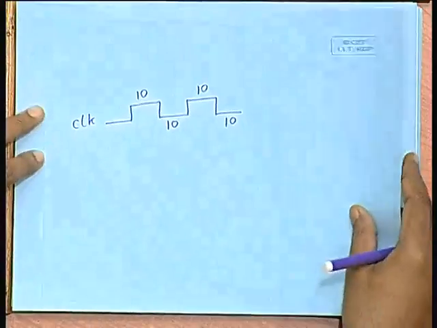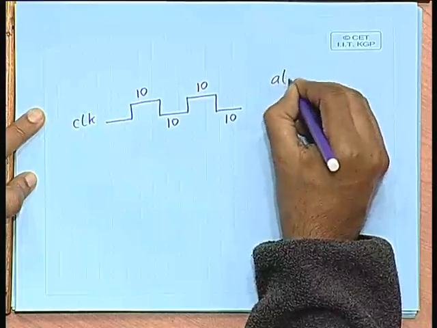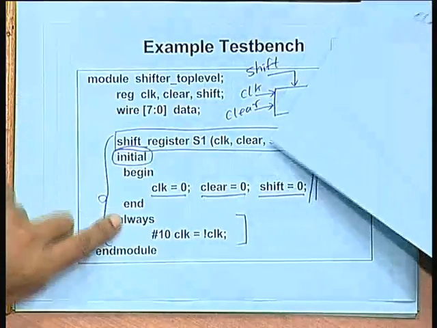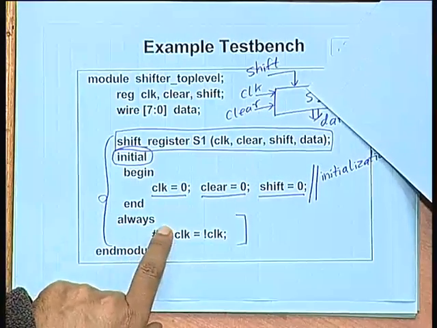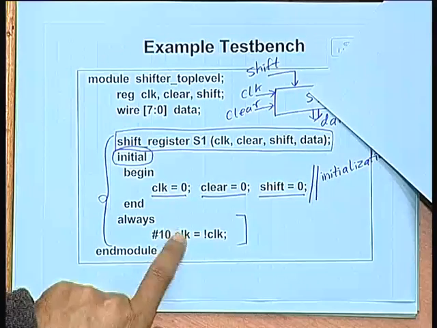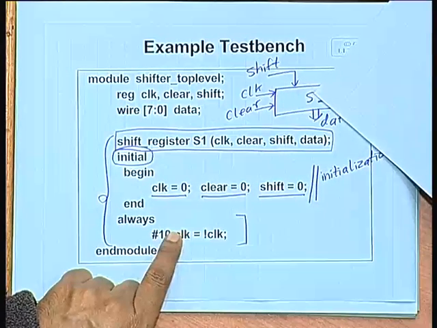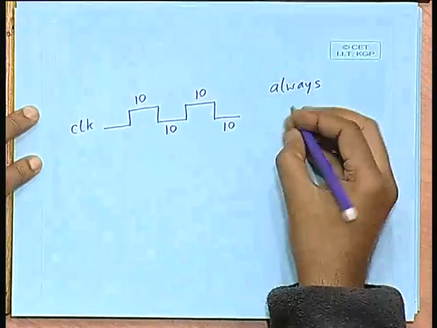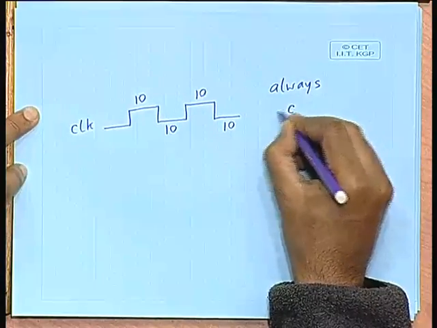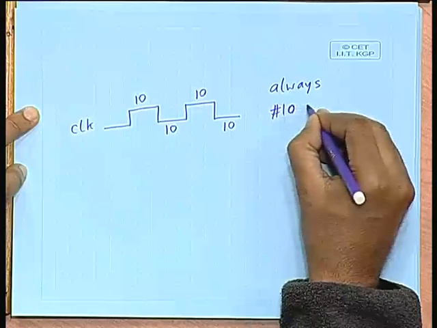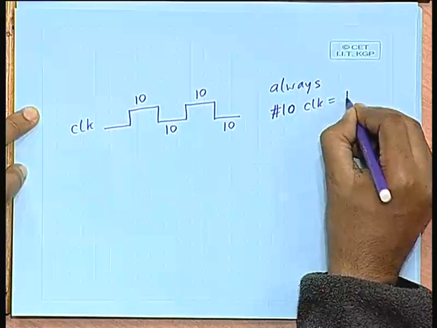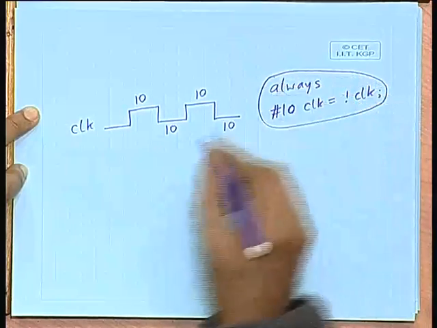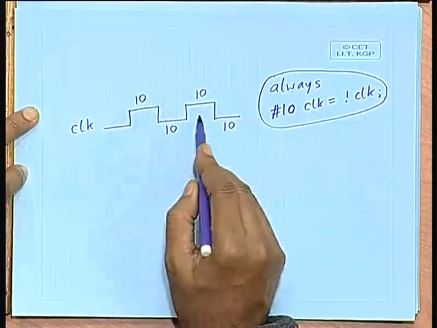So just let me write. Always, here there is no parameter, as you see. So it is triggered always, there is no triggering condition in parenthesis after the always block. So it is an unconditional always block. After #10 you say clock equal to not clock. This kind of declaration you can use if your duty cycle is exactly 50%.